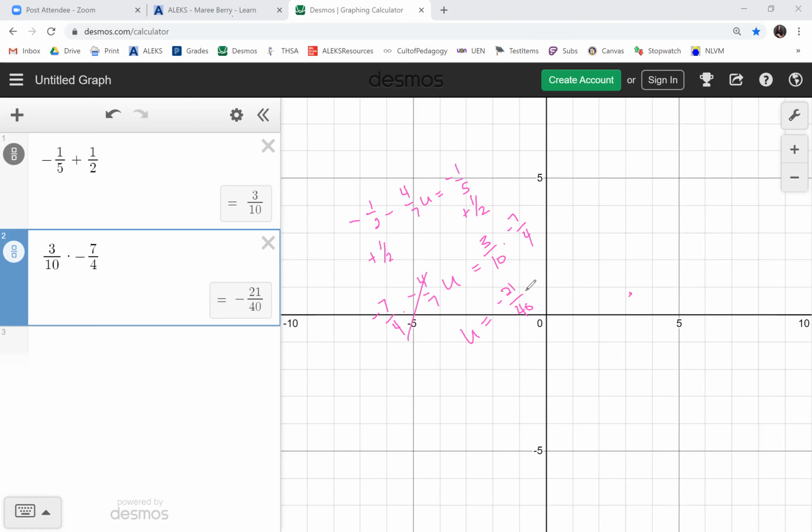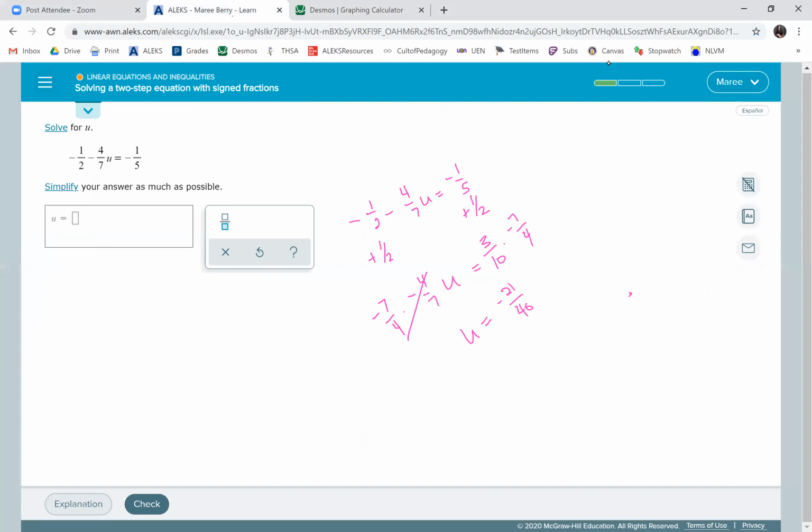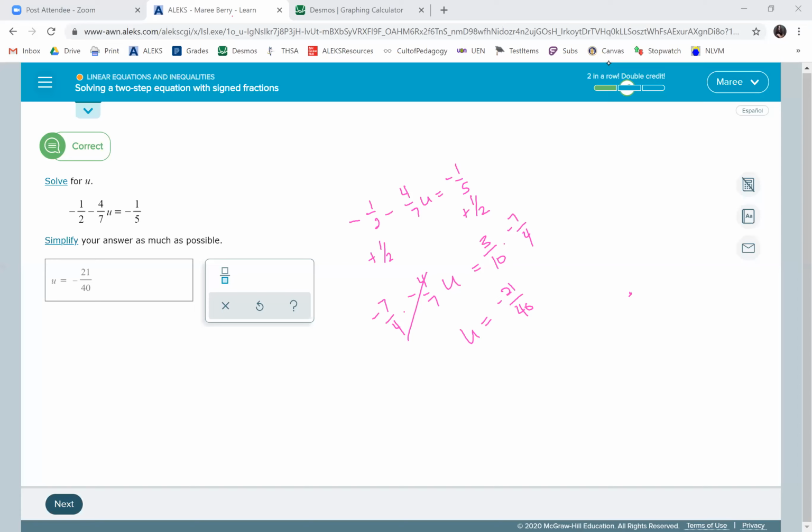So, wait a minute. We're going to come over here and put negative 21 divided by 40. And that's the end of the lesson.